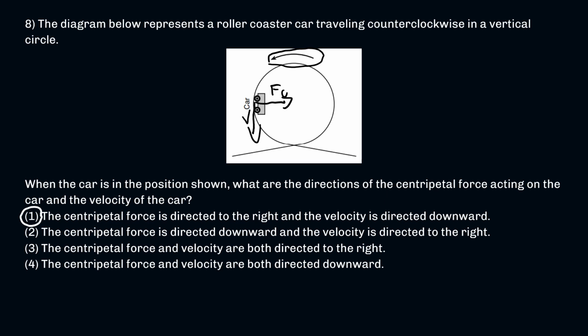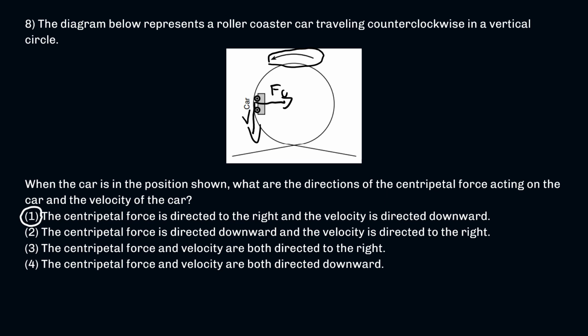2 says the centripetal force is directed downward. That is never going to be the case for our situations here. And it then says the velocity is directed to the right. That is just a mix-up. That is a try to confuse you type of situation, to mix up velocity and force.